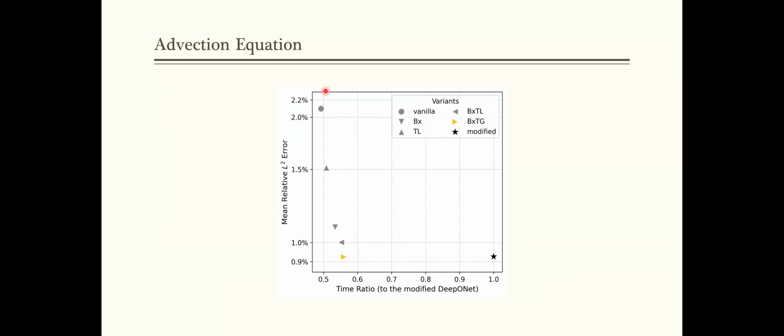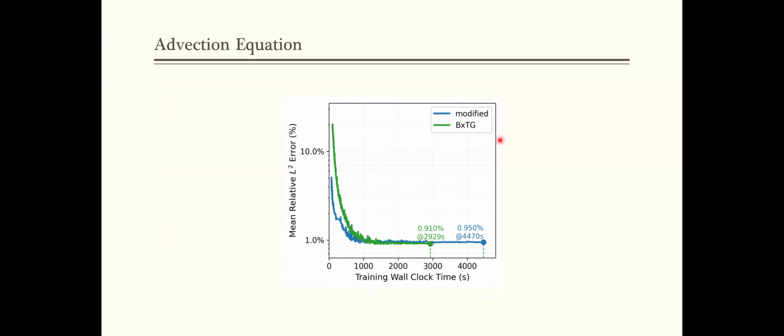Again, all the variants are pretty efficient. And this efficiency is due to the simple architecture inherited from the vanilla DeepONet. For variant BXTG, we also compared the convergence of the mean L2 relative error with respect to the wall clock training time. In this representative ROM, still the green is for the variant.